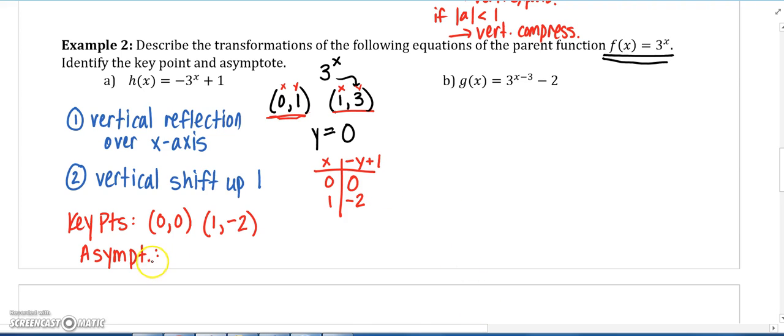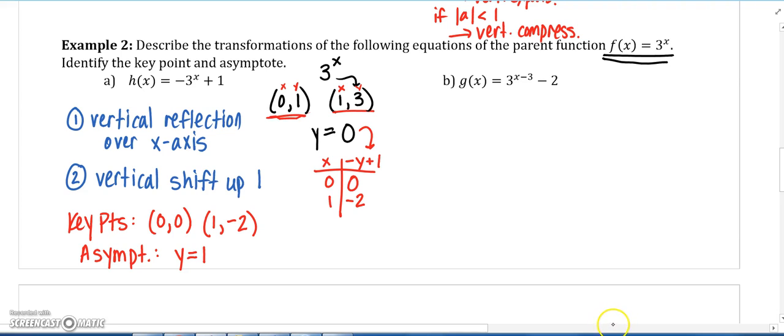All right, when it comes to the asymptote, since the asymptote is y equals 0, that means I have to look at my y transformations to see how to shift it. All right, so if y is 0, I have to make 0 negative, which is still 0. And then I have to add 1. So my new asymptote would be y equals 1. And there we have it.